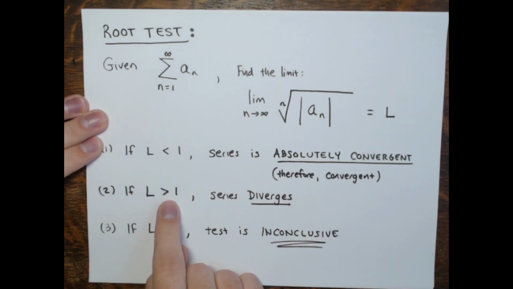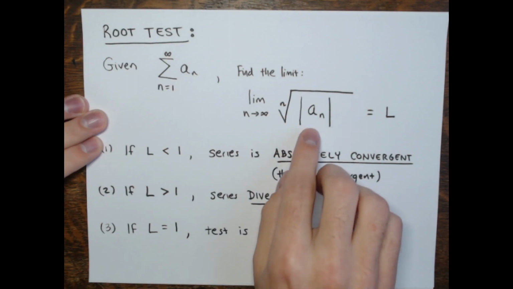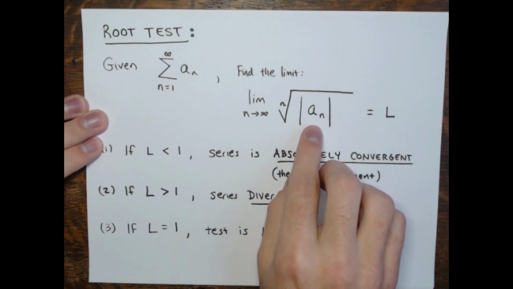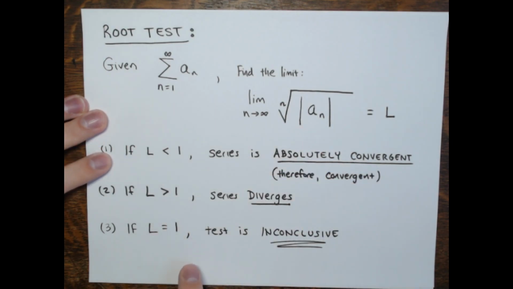If this limit is greater than 1, then the series will diverge, right? If this limit is greater than 1, that would imply that the magnitude of our terms is not going to 0. So the series would diverge. And once again, if the limit equals 1, then the test is inconclusive. Okay, you cannot tell anything about the series using this root test.